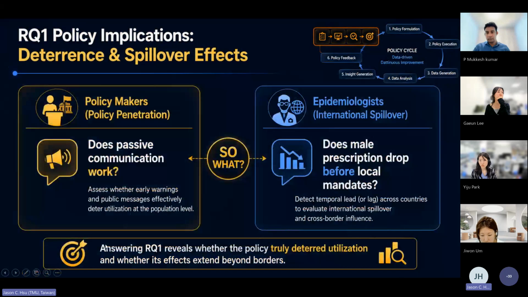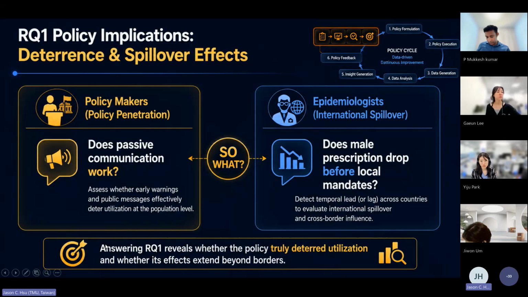What are the real-world policy implications for question number one? From different points of view, different types of populations, we may have different expectations. For policymakers, we are assessing the policy penetration in that country. Does passive risk communication actually work, or any other type of safety warning or action? Or do we absolutely need hard digital barriers, like the DUR system some countries use?